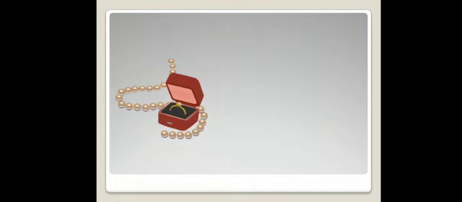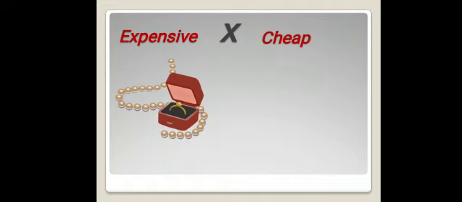Okay, the last word. As you can see here, there's a ring and a necklace. They are expensive. Expensive means you will give the seller a lot of money to take them. So they are expensive. What is the opposite of expensive? It will be cheap. Yes.